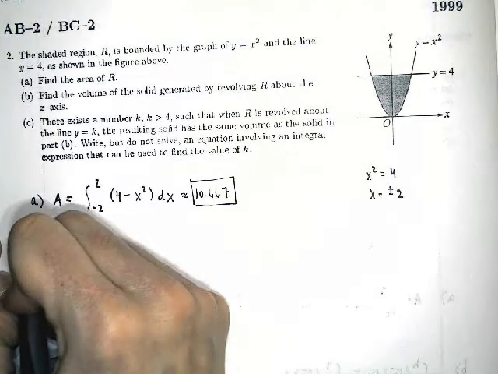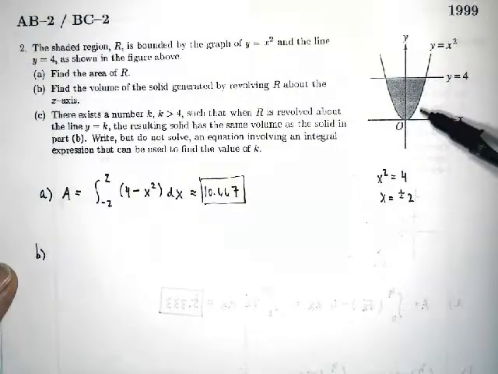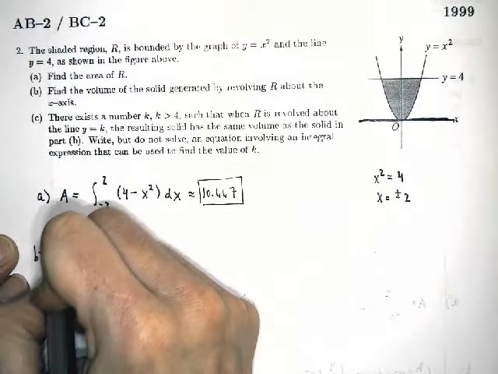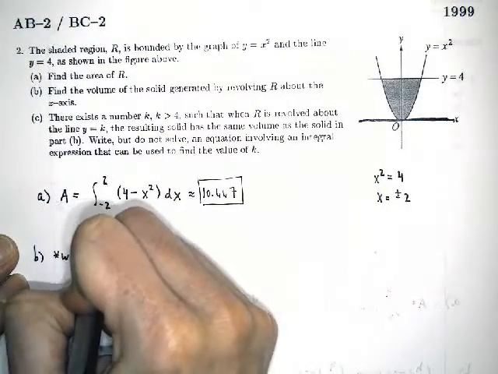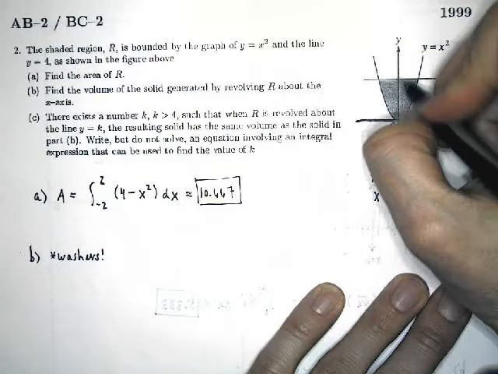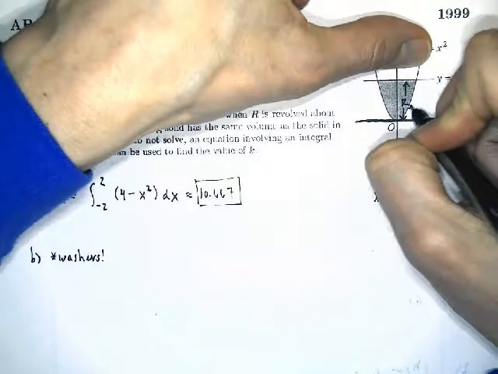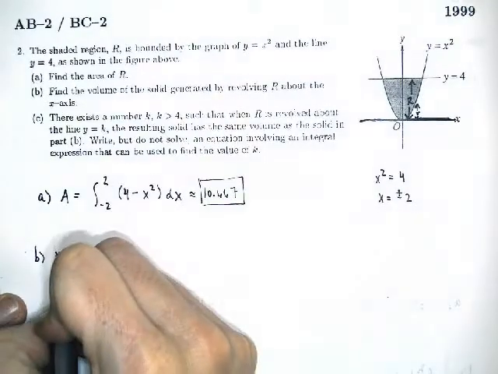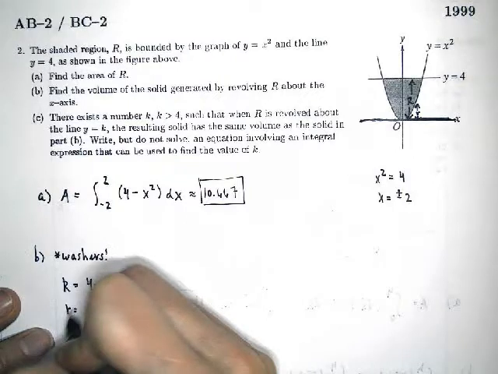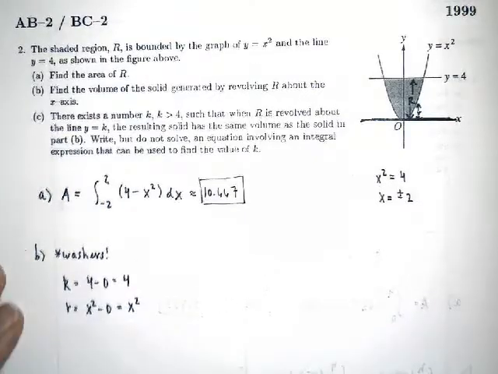Okay, part B. We want to find the volume of the solid generated by revolving this region about the x-axis. So now if I look at this problem, I can see that this is going to be a washers problem, because now I have this negative space between my region and the x-axis. So my big R is going to be here, and then I have my little r in this negative space. So for this problem, my big R is just going to be 4 minus 0, or 4. My little r is going to be my function x squared minus 0, or just x squared.